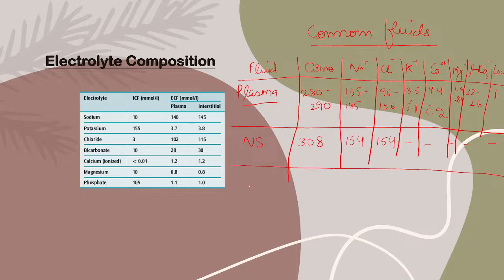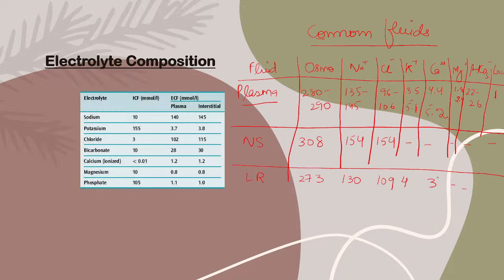Now if we talk about lactated Ringer, that is Hartmann solution, the osmolality is 273, sodium is 130, chloride is 109, potassium is 4, calcium is 3, there is no magnesium, no bicarbs, but there is lactate, that is around 28.